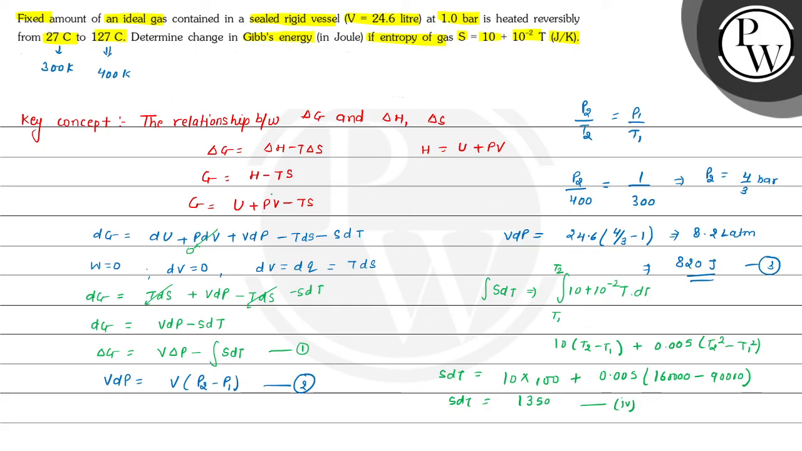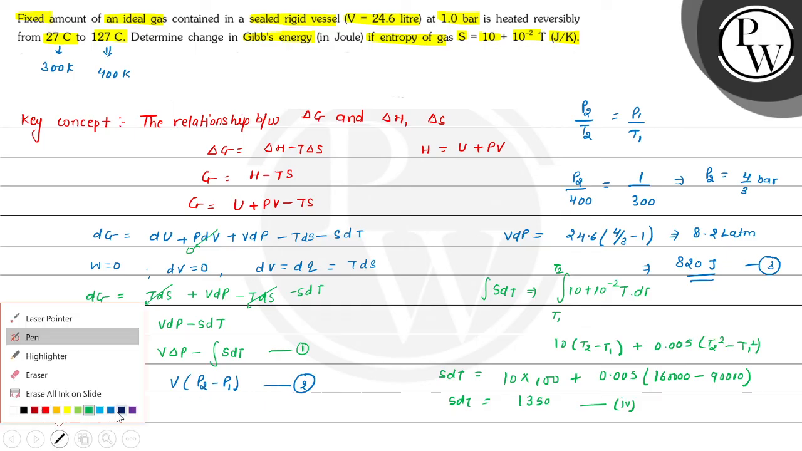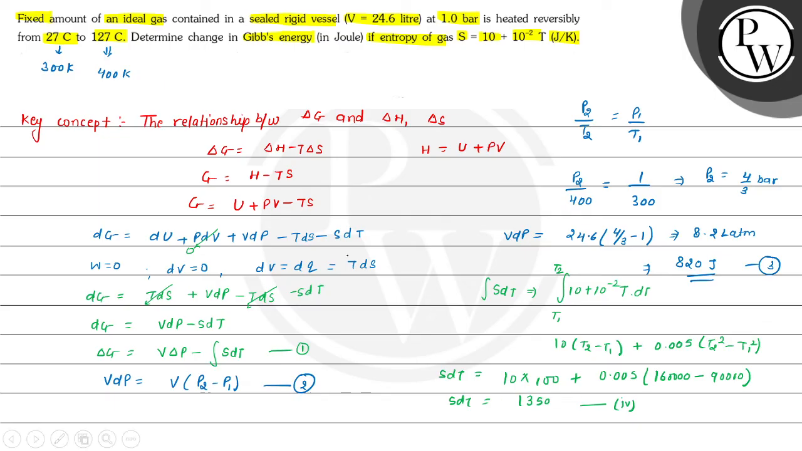Now we have to calculate the value of change in Gibbs free energy, del G. Del G is equal to V dP minus the integral of S dT. So the value of V dP comes out to be 820 joules. So 820 joules minus 1350 joules comes out to be minus 530. This is equal to minus 530 joules.